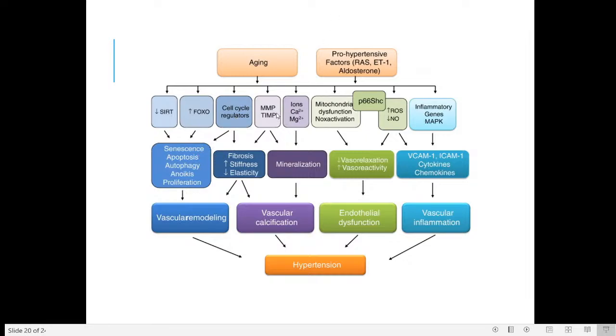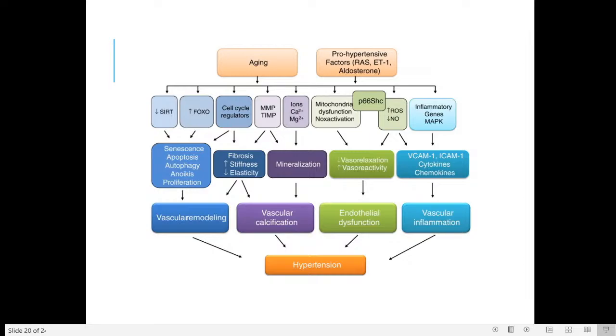Then MMP and TIMP proteins are activated, and ion channels are also activated, along with the mitochondria and all those things. With reduction of SIRT protein and high activation of FOXO protein, that causes apoptosis, autophagy and proliferation, so vascular remodeling happens. This vascular remodeling makes hypertension.